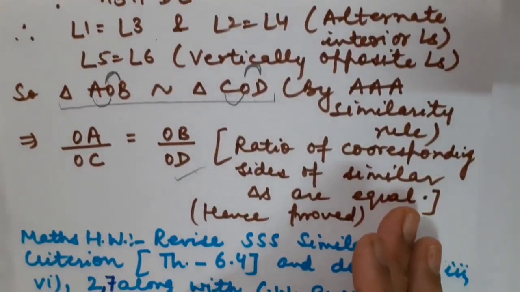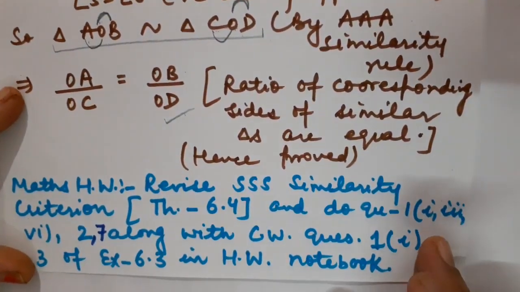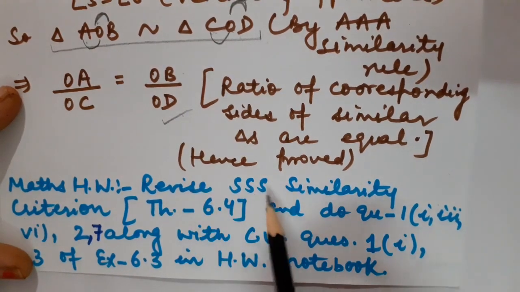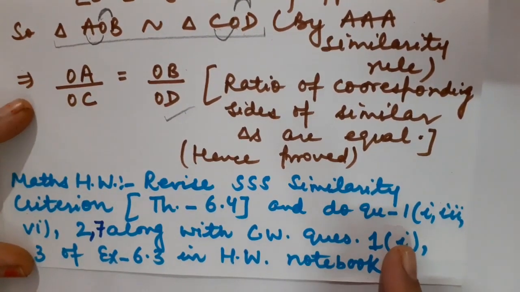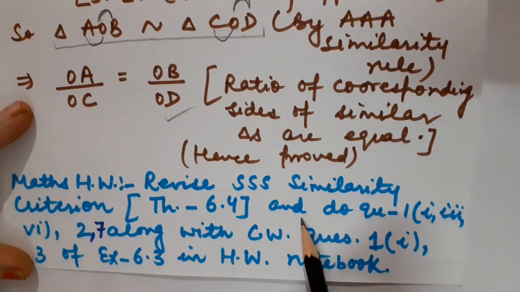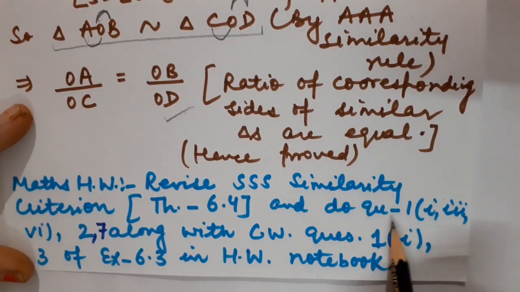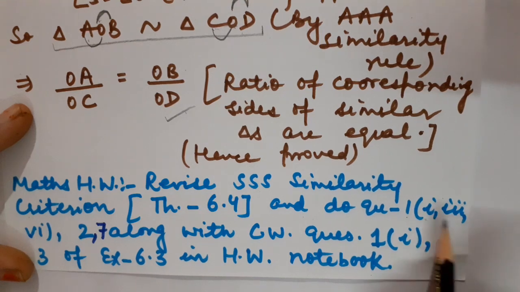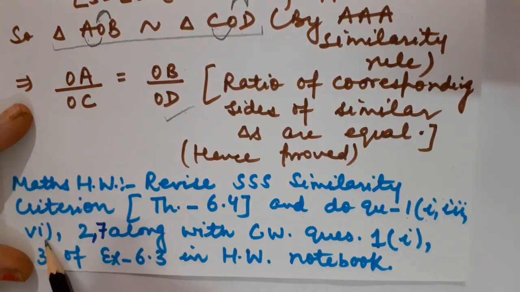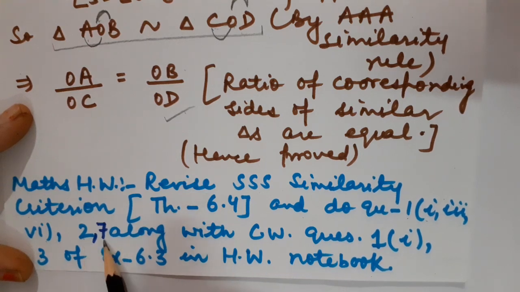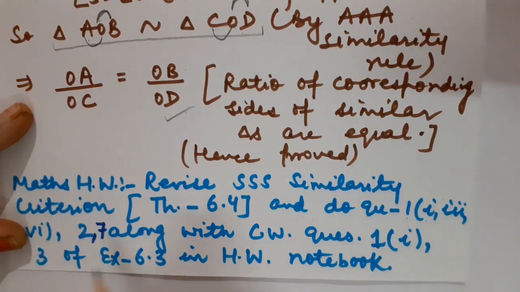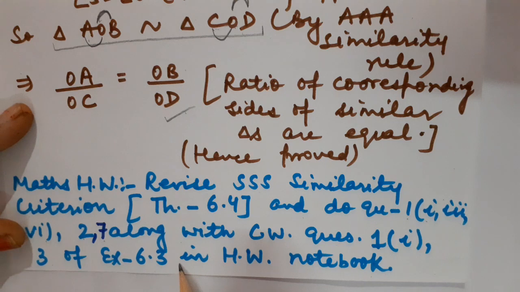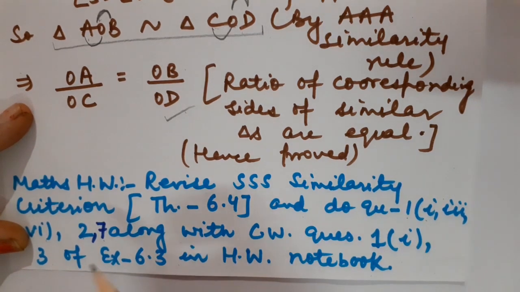Now this is the time to get mathematics homework. Please note down your maths homework. You will have to revise triple S similarity criteria, that is theorem 6.4, which was explained in today's lecture. And children, you have to do classwork questions. Along with it, you have to do question number 1, first part, third part, and sixth part, question number 2 and question number 7 of exercise 6.3 in the homework notebook.